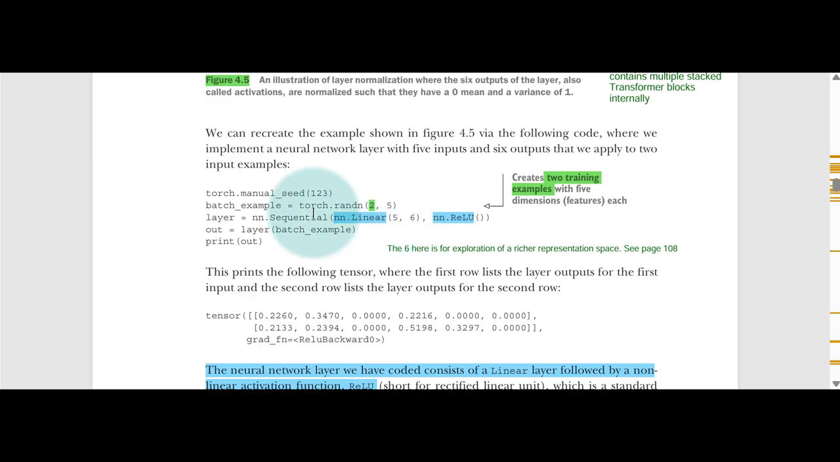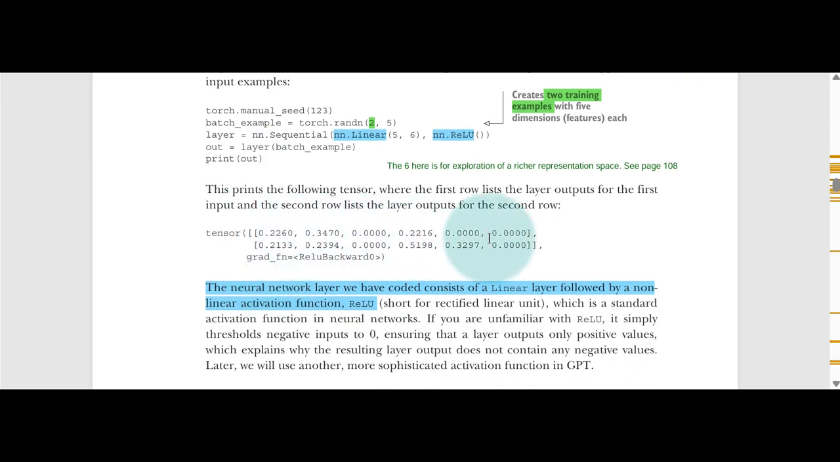Okay, so he creates nn.Sequential and calls it layer. So that's our layer, and it consists of these 2 things. It has a linear layer and then a ReLU. Okay, so that's called layer, and then he's going to put the batch example into layer and print it out. So just playing around now, and when you do that, we get something like this, which is what we expect, because the input was 2 by 5, but the linear layer expanded it to 6.